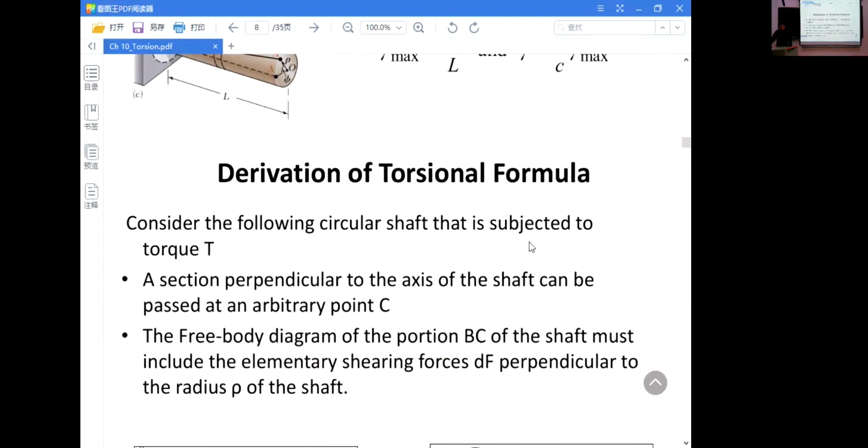We will do the derivation of the formula. It means how to find the shear stress for a shaft.